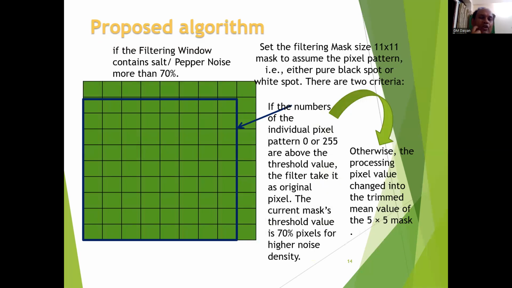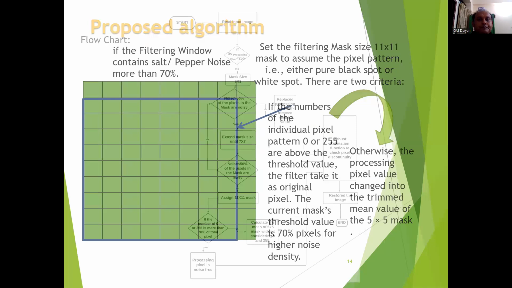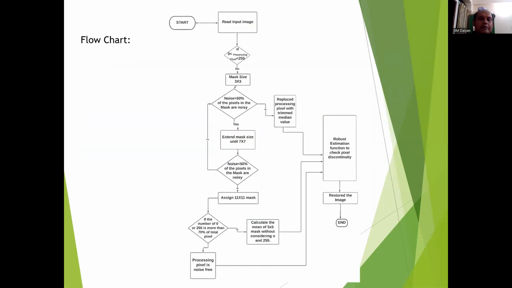So, if the filtering window contains salt and pepper noise more than 70%, then what will happen? It will take a temporary window whose size is 11 by 11 to assume the actual pixel pattern in the image, either a pure black spot or white spot. There are two criteria. If the number of the individual pixel pattern 0 or 255 is above the threshold value, the filter takes it as the original pixel. The current mask threshold value is 70% of pixels for the higher noise density. Otherwise, the processing pixel value is changed into the trimmed mean value of the 5 by 5 mask. Here is the flowchart of our proposed filter.